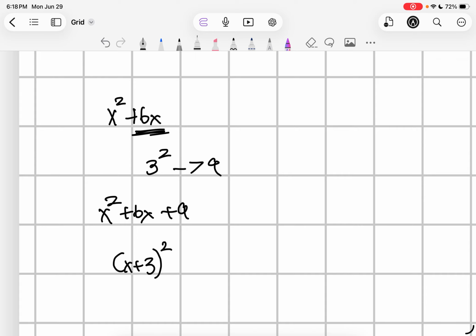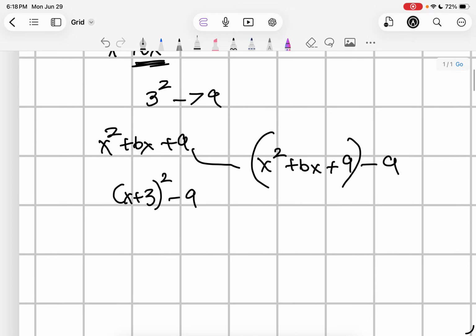But here's the important part. You can't just add the 9 out of nowhere. You can't do that in math. That would change the whole expression. So you instead rewrite it as x squared plus 6x plus 9 minus 9. Do it like that, and then get the minus 9 out here. Now you get your answer like that. It's quite simple. And then you get your vertex of -3 and -9.